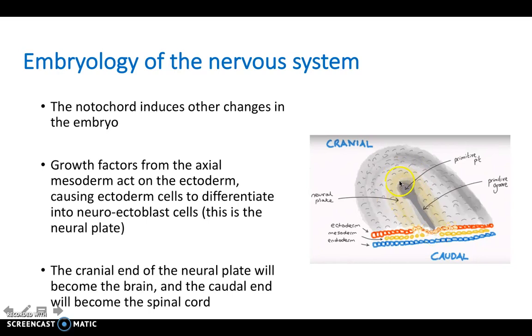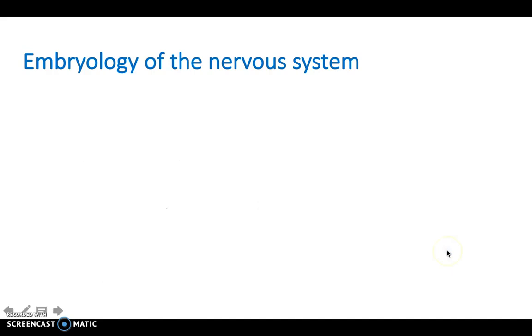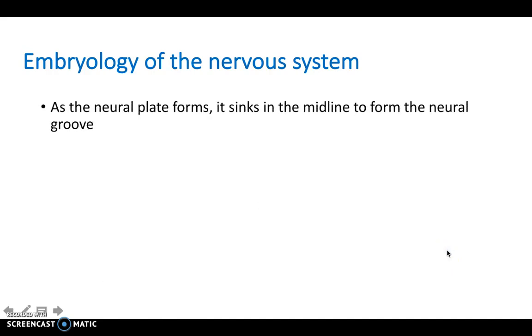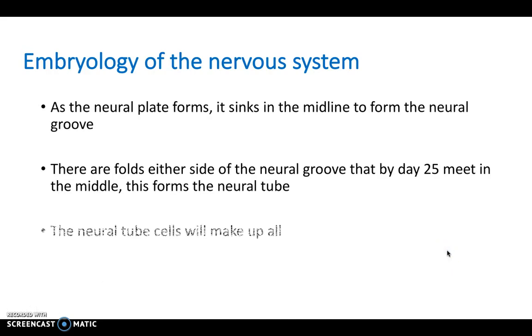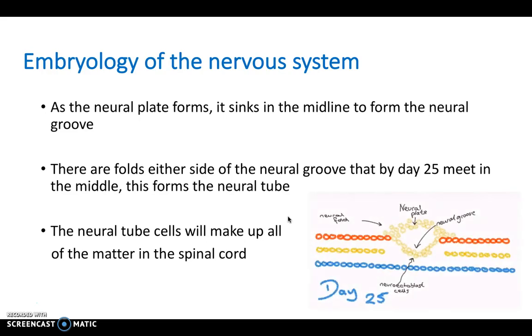So the cranial end of the neural plate will become the brain, and the caudal end will become the spinal cord. As the neural plate forms, it sinks in the midline to form the neural groove, and there are folds either side of the neural groove that by day 25 meet in the middle. Essentially, this is the transformation of the neural groove to the neural tube, and the neural tube cells will make up all of the matter of the spinal cord, as you can see here. So this is a neural groove, eventually folding in, and the neural plate forms, and this is the neural tube here by day 25.